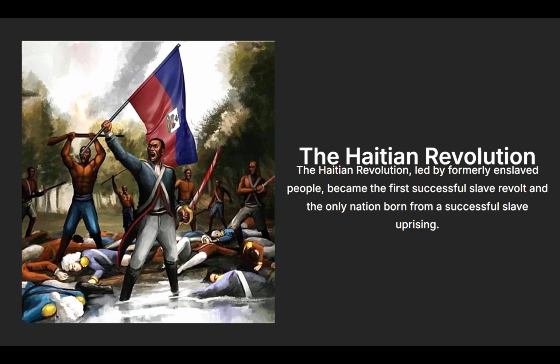Why did other revolutionary governments hesitate to support Haiti? Because Haiti challenged racial hierarchy and challenged slavery itself. Supporting Haiti threatened existing power structures elsewhere in the world.